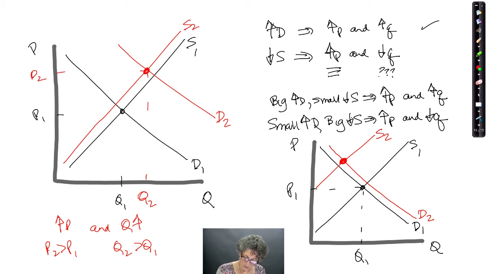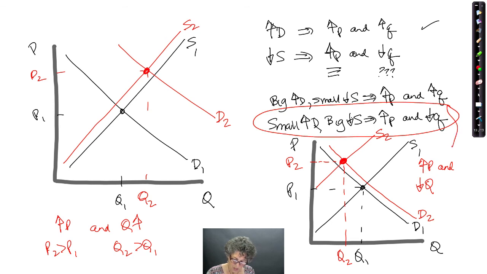The new equilibrium is where S2 and D2 intersect. Dash it over, I've got price P2. The price rose. Of course the price would rise because both of these things are causing price to rise. And the quantity fell. So we've got an increase in price and a decrease in quantity because we've got a small increase in demand and a big drop in supply.